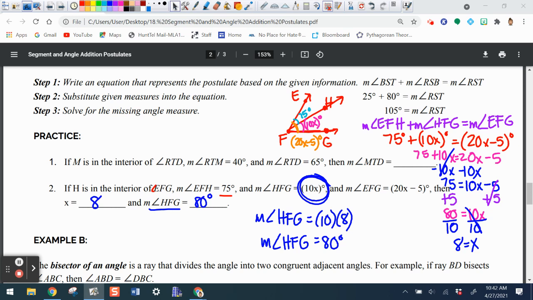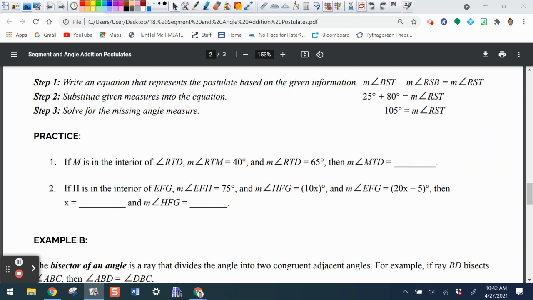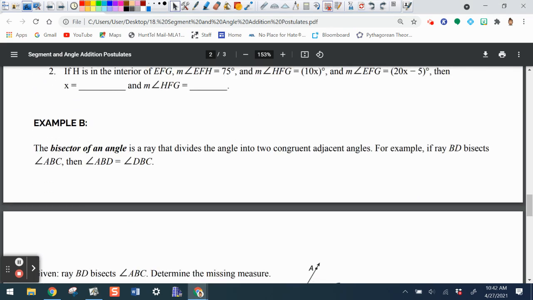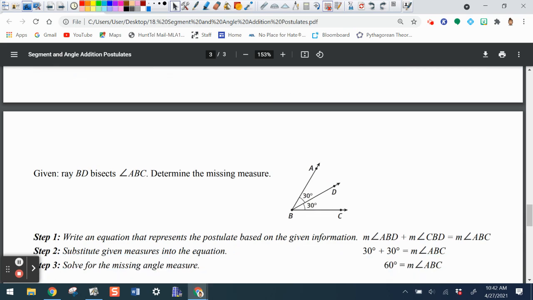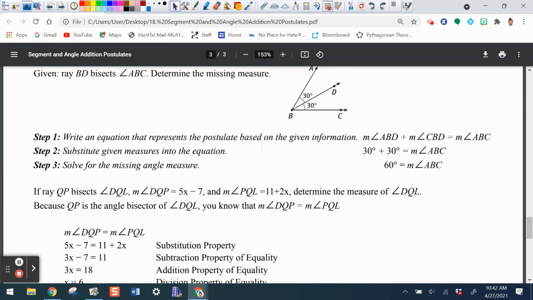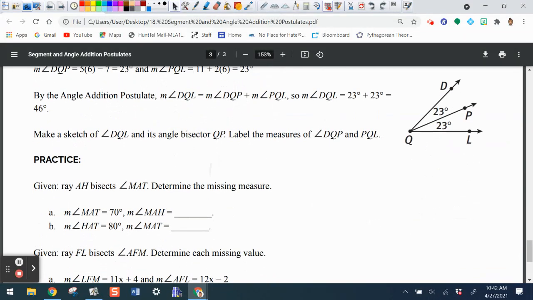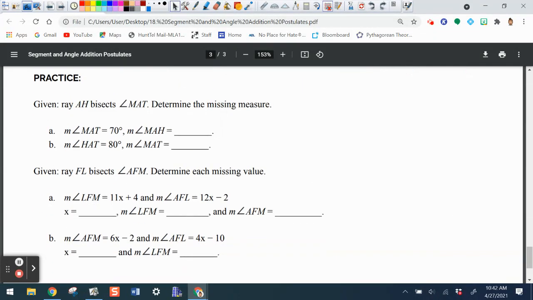To take this idea of angle addition postulate a little bit further, now we're going to look at something called a bisector of an angle, or an angle bisector, which acts a lot like the midpoint, but when dealing with an angle. So we're going to pass through this example here and jump all the way to the practice.